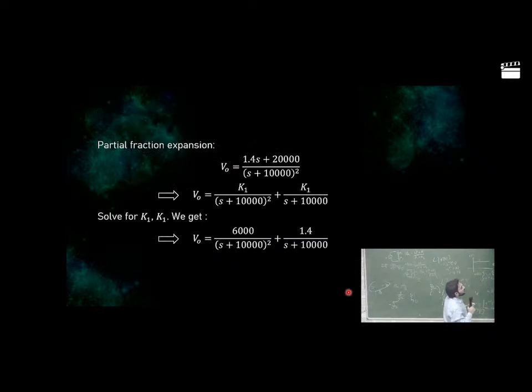Now how will you do that? You know the rule of partial fractions: K1 by (S plus 10,000) whole square plus K2 by (S plus 10,000). Now you solve for K1 and K2. After you solve, you get K1 equal to 6,000 and K2 equal to 1.4. You can solve for K1 and K2 from here.